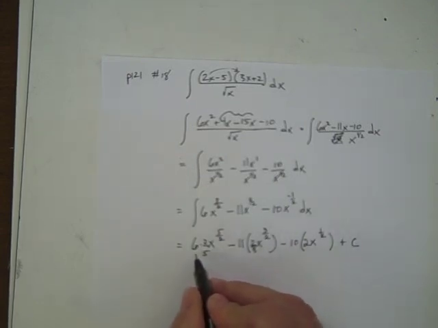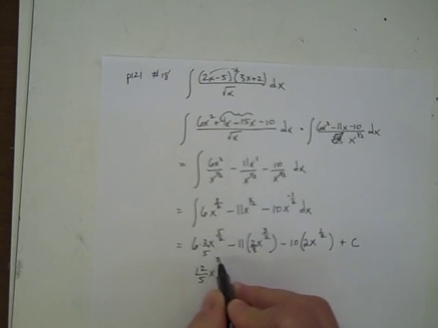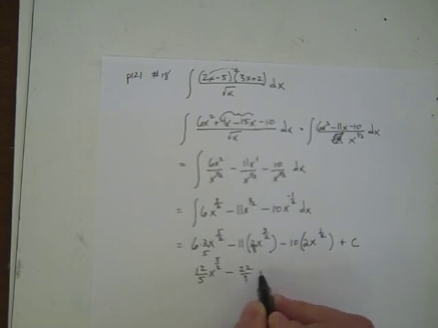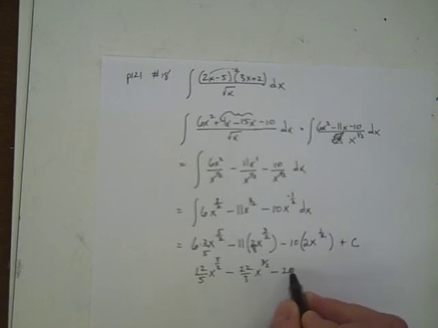Okay, here we can combine these together. This becomes 6 times 2 over 5, which is 12 over 5, x to the 5/2, minus 11 times 2/3, which is 22/3, x to the 3/2, and minus 10 times 2, minus 20, x to the 1/2, plus a constant.